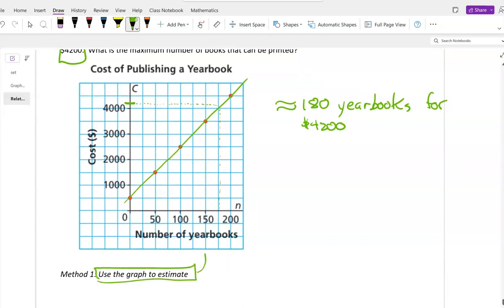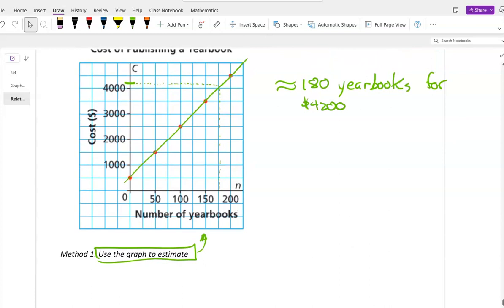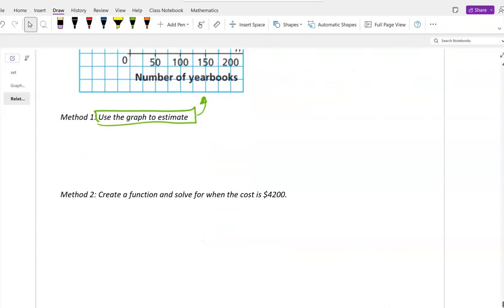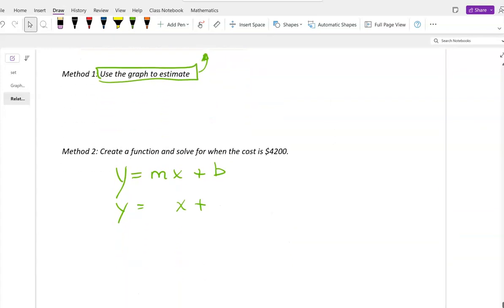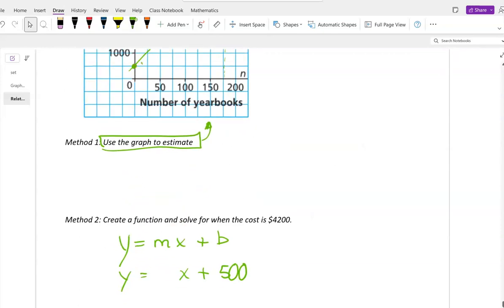So I showed you what that looks like. We drew a little diagram. Method number 2 says create a function. So this time we're going to make a rule and then figure it out that way. To make a rule, since it's linear, I'm going to use my linear formula. Y is going to be the rate of change times x plus the initial amount. Now the initial amount's easy to figure out. It's 500. I can see here this is 500.